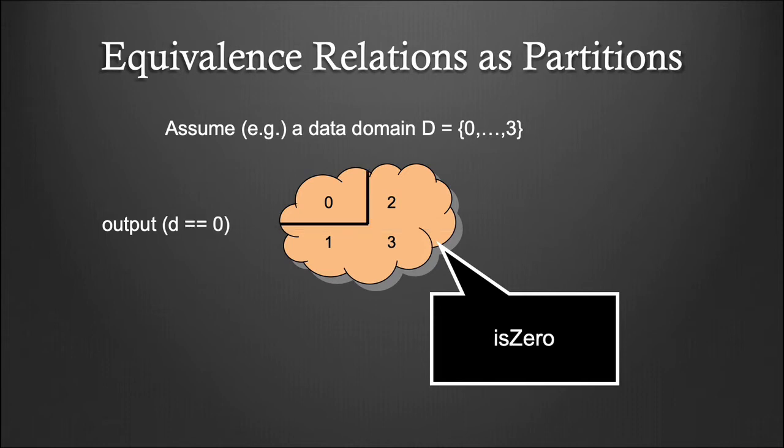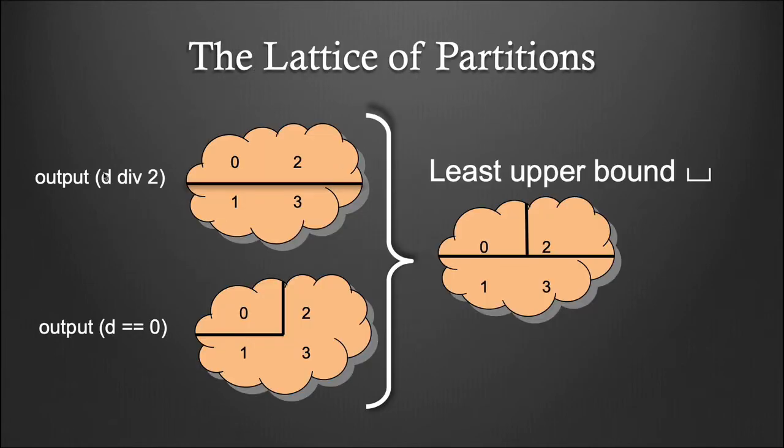If alternatively we observe the output of the test whether the value is equal to 0, then this is what we learn about the data item, that it's either in this equivalence class or it's in this one. And if we learn both of those facts by observing both of these outcomes, then what we learn is a combination of these two. And that combination, or conjunctive combination as we'll call it in this work, can be represented in the lattice of information by a least upper bound operator, which refines both of these partitions to give us this one here.